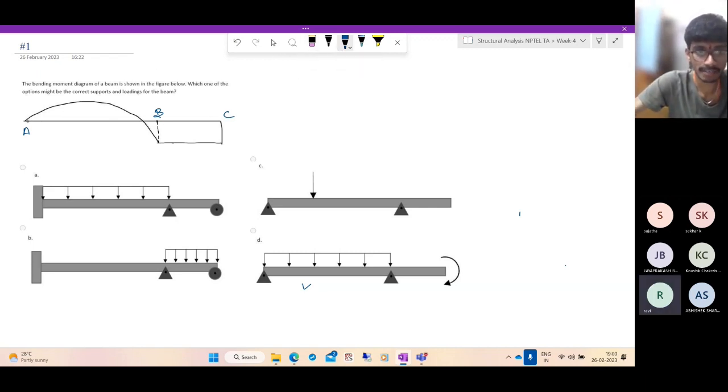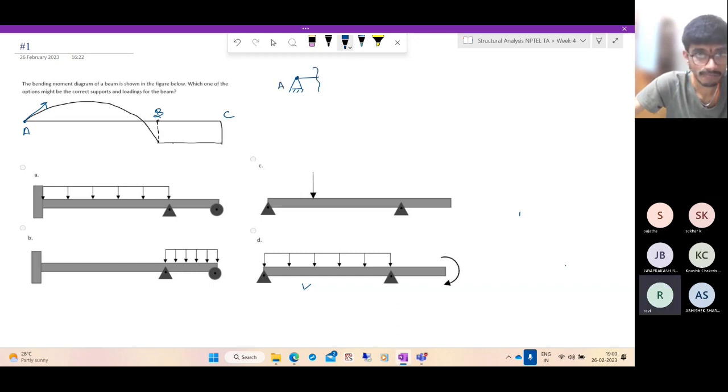At A, what is the moment? At A, moment is 0, and the slope is non-zero. If the slope is non-zero, it means there is a shear force, and the moment is 0. So what gives that? This kind of a support, a hinged support, gives that condition. So at A, we have something like this.